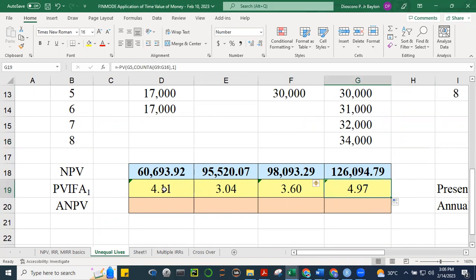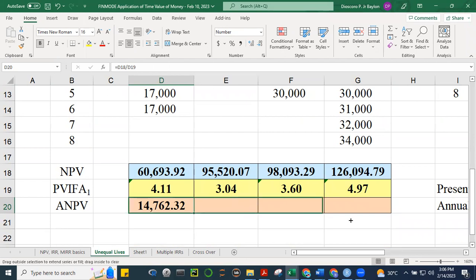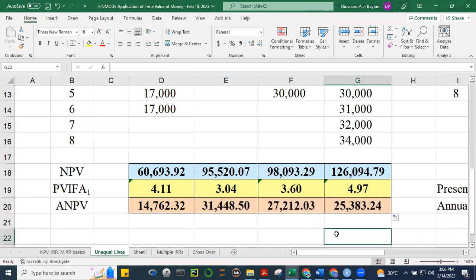Okay, now that we have computed the present value interest factor of an annuity of 1, we can now compute the annualized net present value. The annualized net present value is just getting the quotient, or dividing the net present value by the present value of an annuity of 1. There, we divide it. Okay, this turns out to be like the average annual net present value. And then we copy it to the right. So we now have here values that represent the annualized net present value.